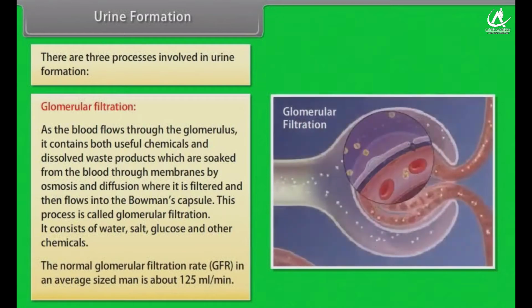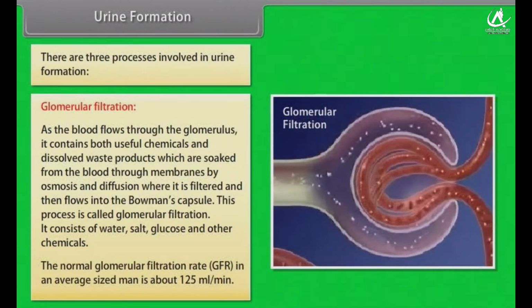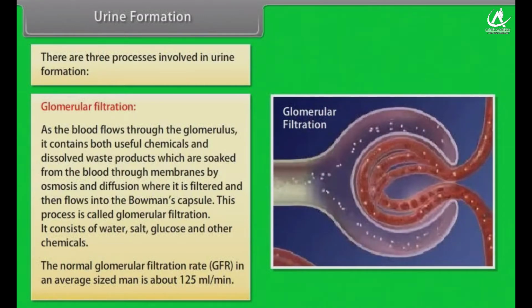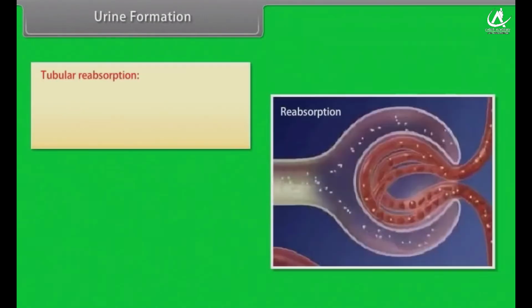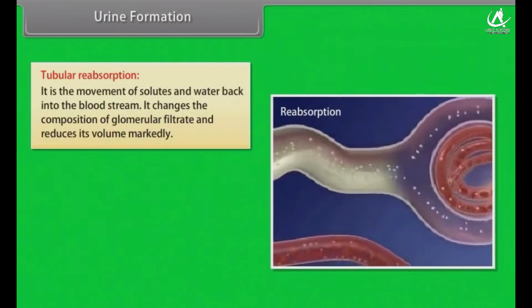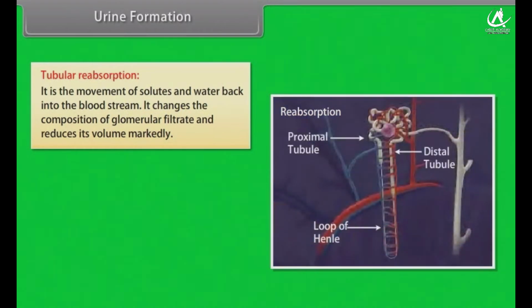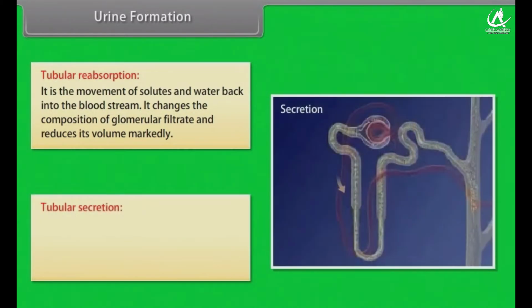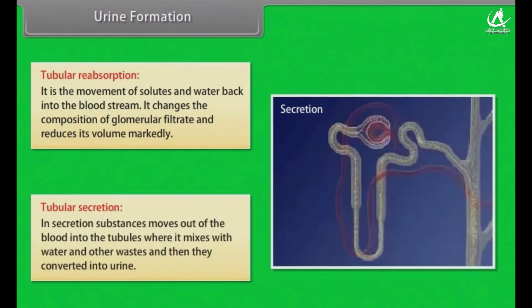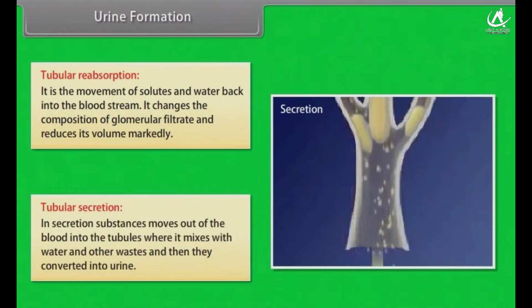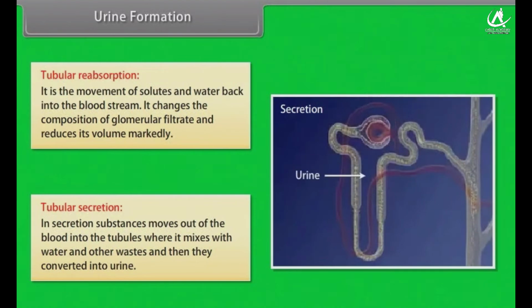The normal glomerular filtration rate (GFR) in an average-sized man is about 125 milliliter per minute. Second is tubular reabsorption. It is the movement of solutes and water back into the bloodstream. It changes the composition of glomerular filtrate and reduces its volume markedly. And the third is tubular secretion. In secretion, substances move out of the blood into the tubules where it mixes with water and other wastes, and then they are converted into urine.